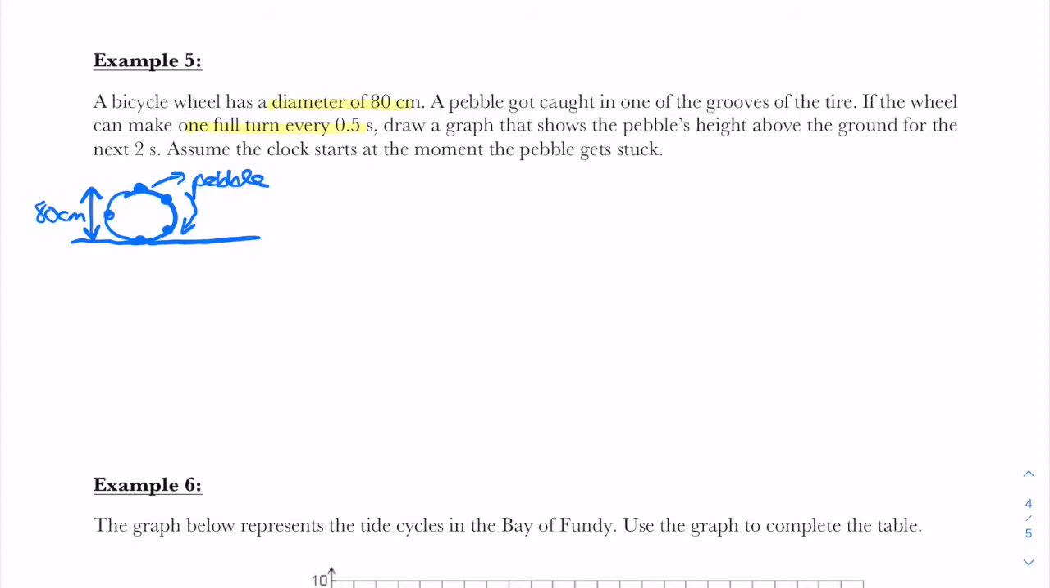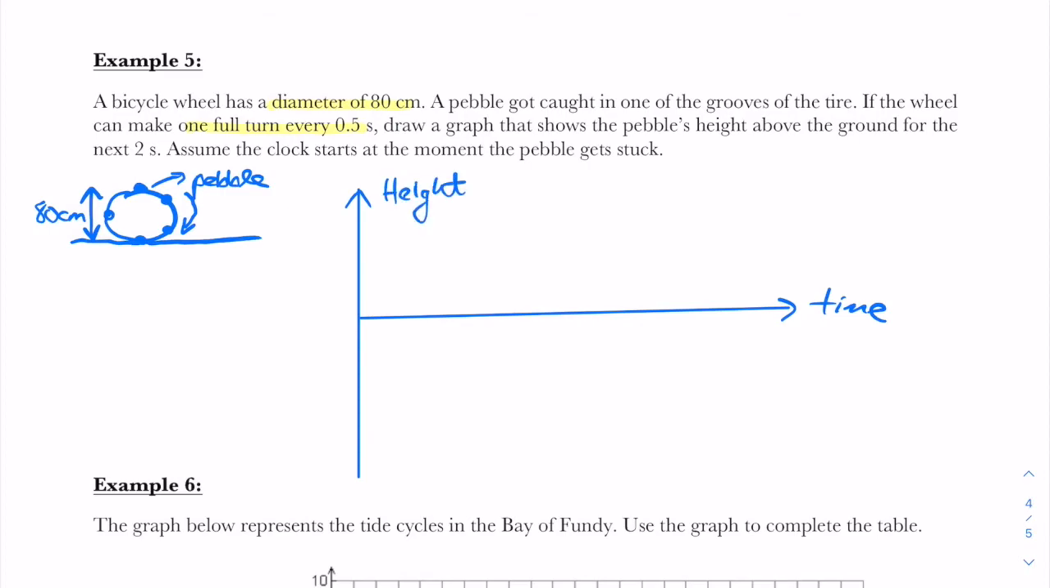So let's make a sketch. On the x-axis, we'll have time. That would be the independent variable. On the y-axis, we have height. That would be the dependent variable because the height of the pebble now depends on the time.